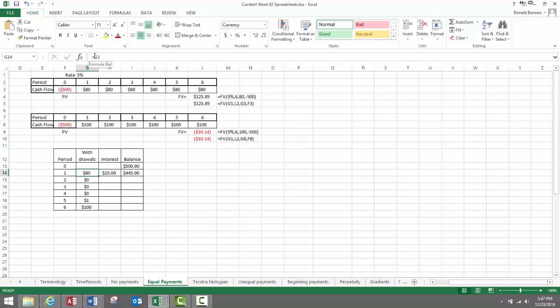So if we put a $ sign in front of each one of these, it says don't change the G and don't change the 3. Now when we get down here, it changes to that small plus, and it stays the same, G3 all the way down. Another way, we could just put in here equal the previous one, G14, which is this number. And then we drag that down, and it will change every time, but always does the previous one. This says G15, which is here.